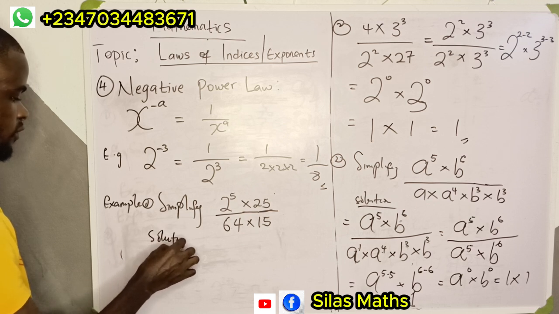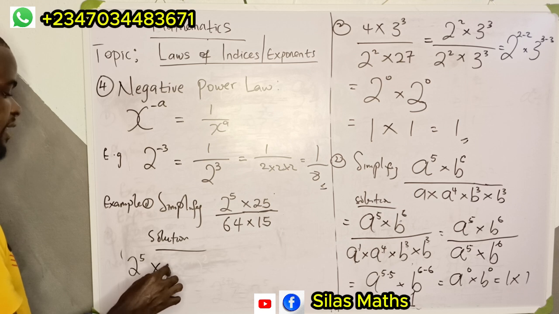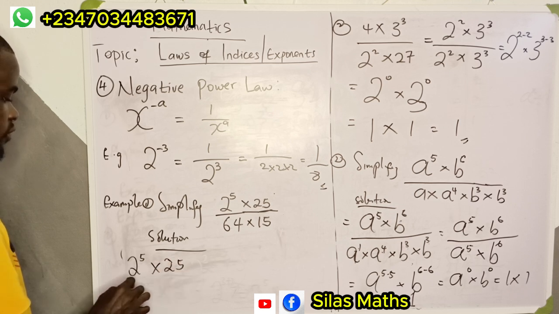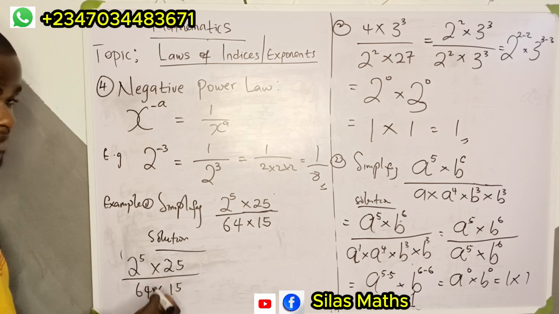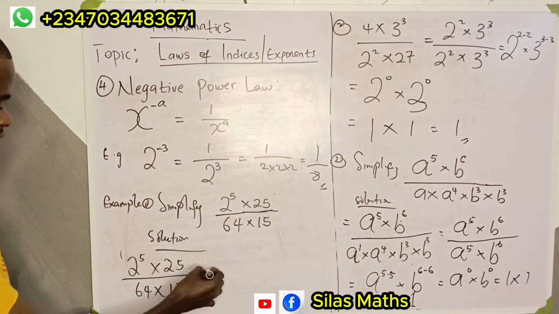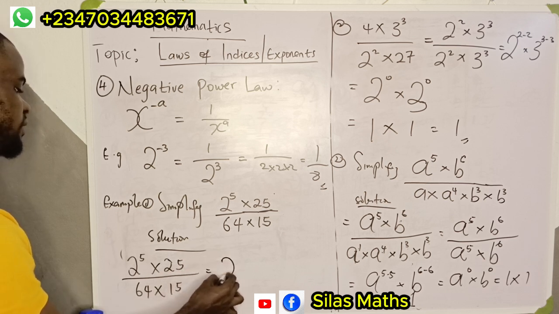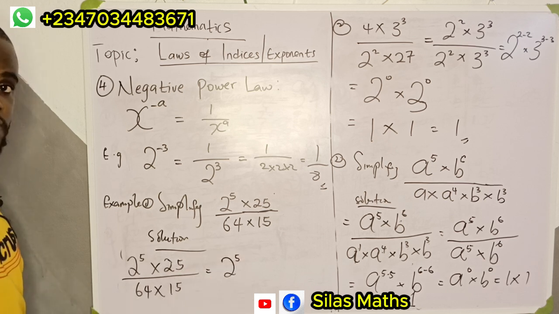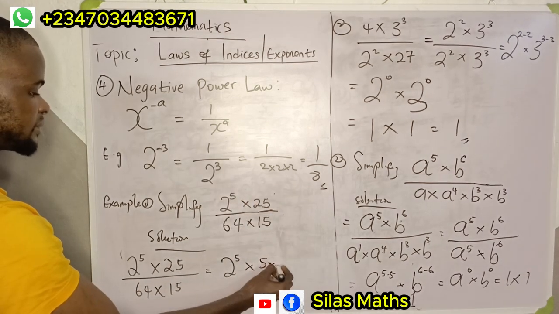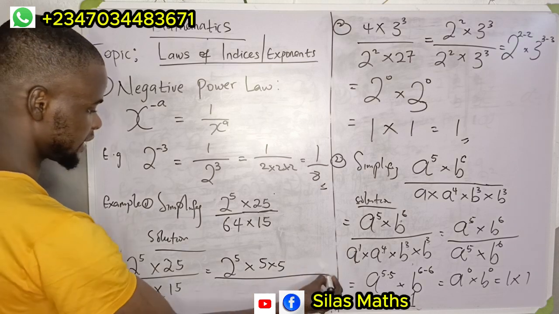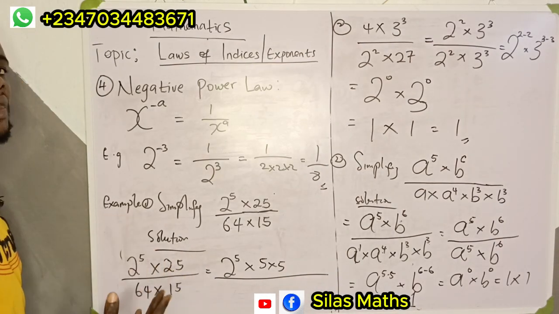Solution. So that will give us 2 raised to the power 5 times 25 over 64 times 15. We can actually express these numbers in index form. 2 is already in index form. 25 is 5 times 5, divided by 64, which is simply 2 raised to the power 6.